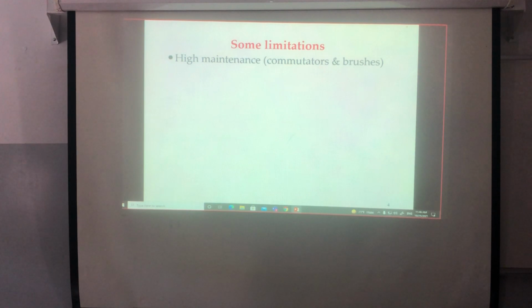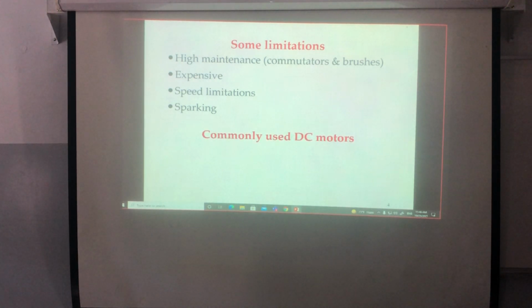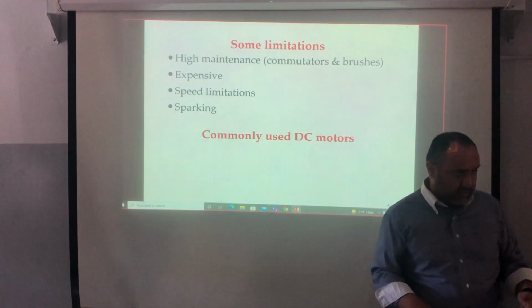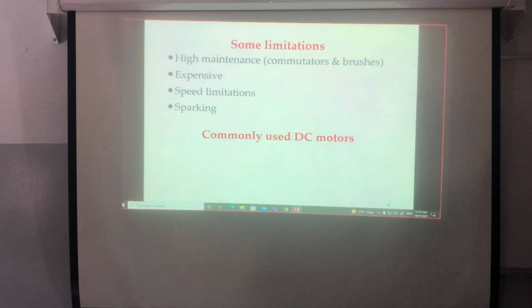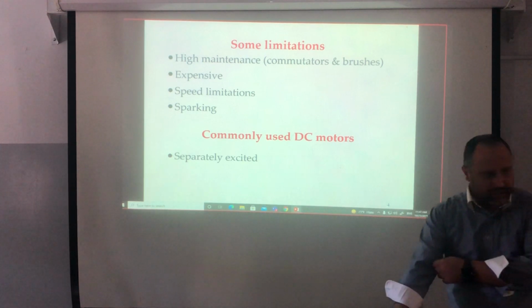So some limitations, as we said: high maintenance because we have commutators and brushes. It's expensive, there's a speed limitation, and there's sparking. Now, commonly used DC motors are the separately excited DC machine and the series DC machine. The torque speed characteristic of the machine is not that wide compared to the induction machine.